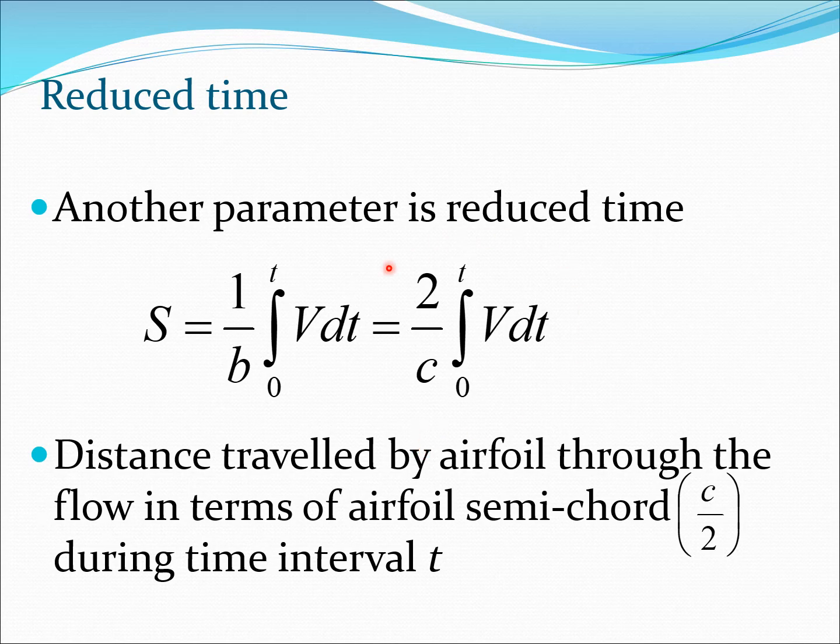Now if we look at it again dimensionally, we see that V dt has the unit of distance, and c is also a distance. So both these are in meters, so this is again non-dimensional. So we can think of this reduced time as the distance traveled by the airfoil through the flow in terms of the semi-chords during time interval t. So that's a way to look at it.